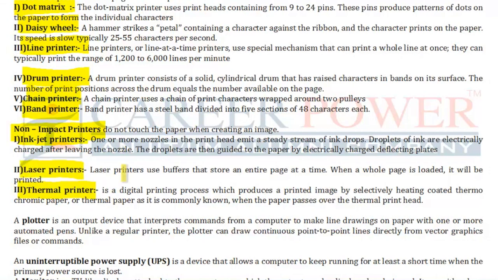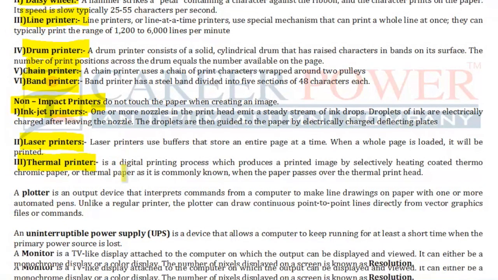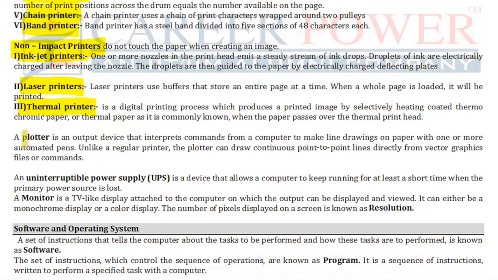Now, if I ask you that daisy wheel is which kind of printer? A. Impact, B. Non-impact. Then you can answer that it is a kind of impact printer. Next output device that we have is a plotter. A plotter is an output device that interprets commands from the computer to make line drawings on the paper. A plotter is different from a printer. It draws vector graphics. Then we have UPS, or uninterruptible power supply.